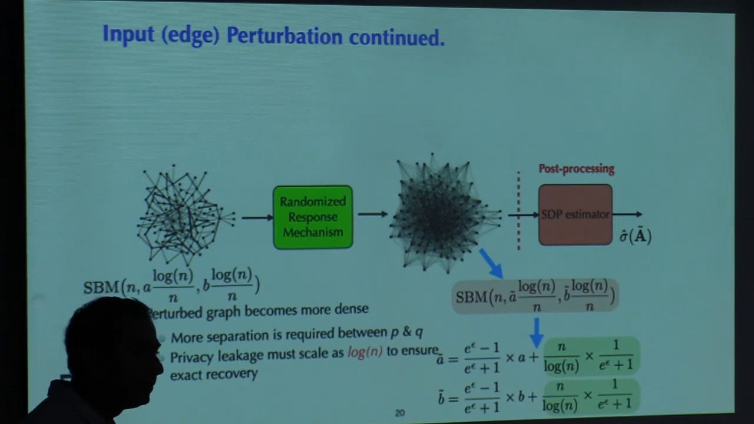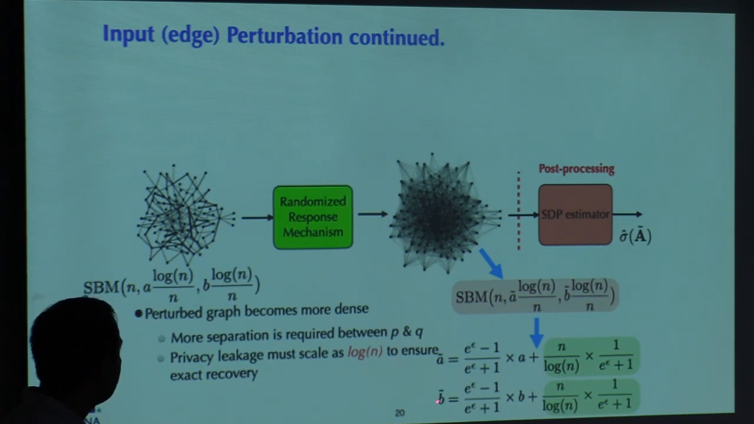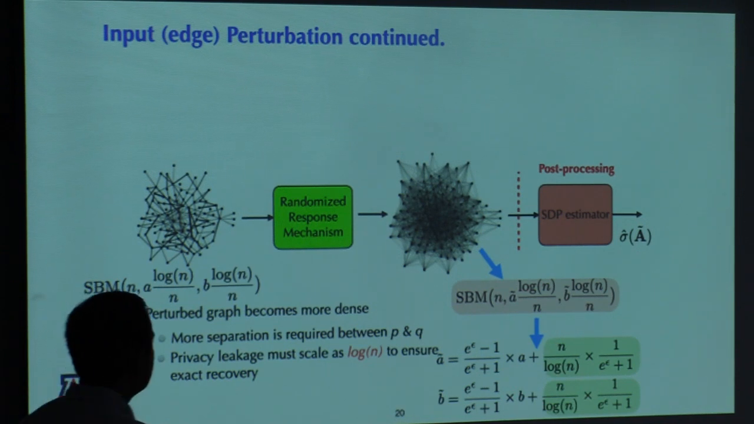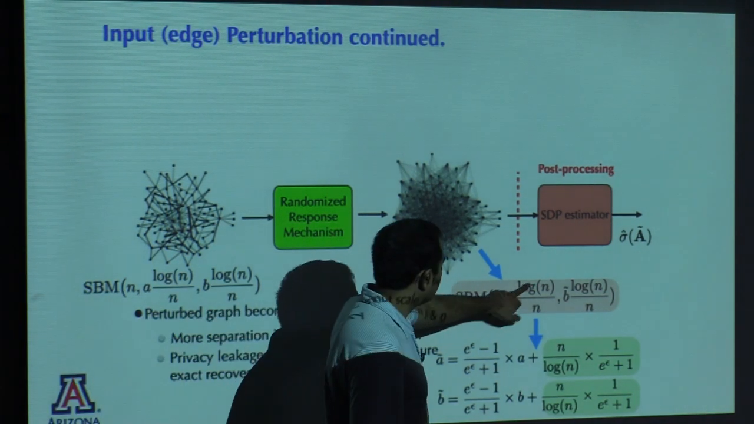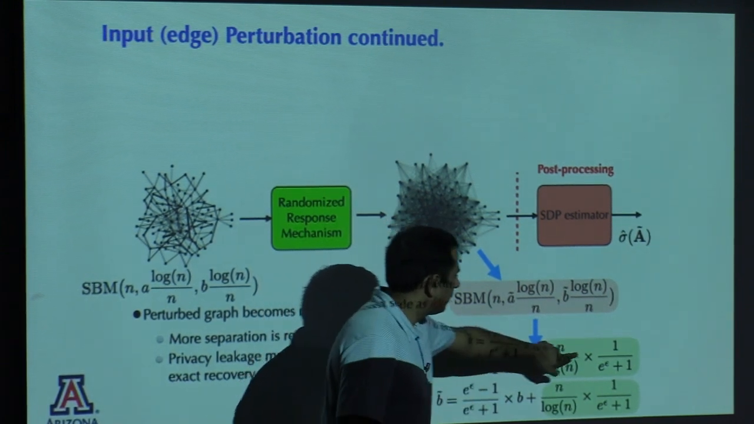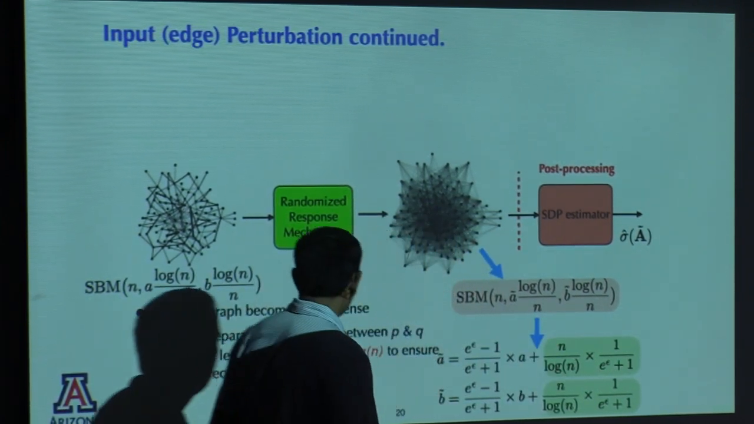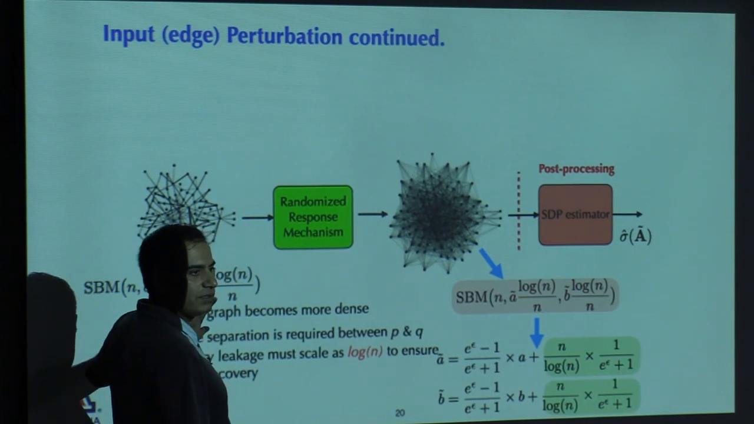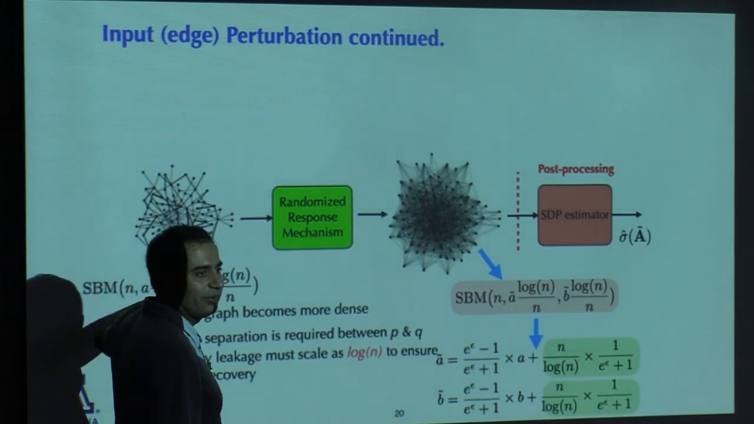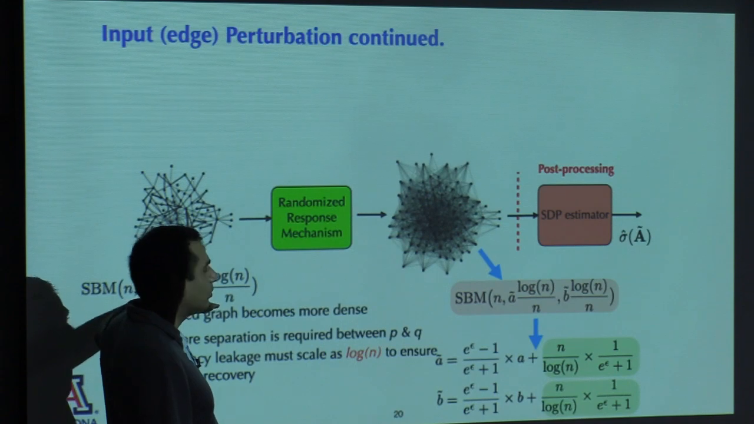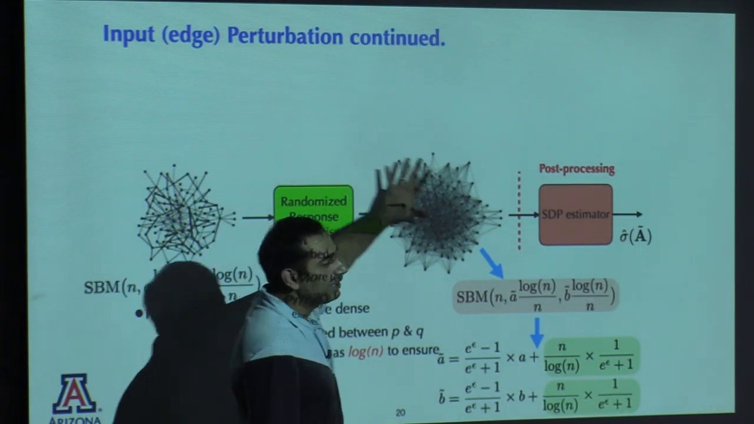What is this n by log n doing? It's going to blow up. a tilde and b tilde are essentially part of the connectivity probabilities. Previously this was a log n by n and a was a constant. Now a tilde log n by n will start to look like a constant, which is this. Previously a log n by n was not a constant; it was going to 0 as n went to infinity. So this is going to densify the graph.